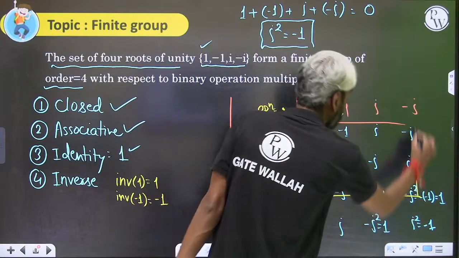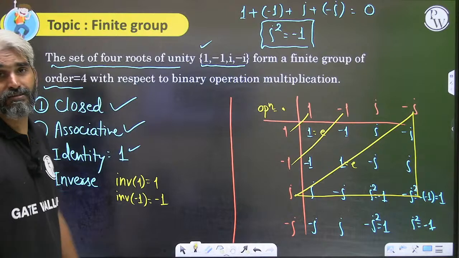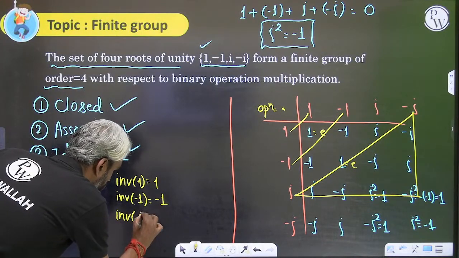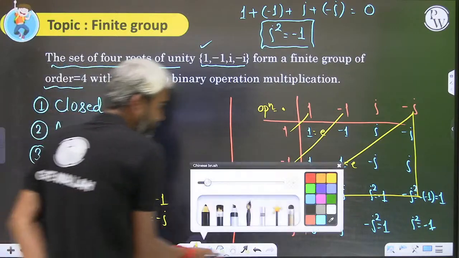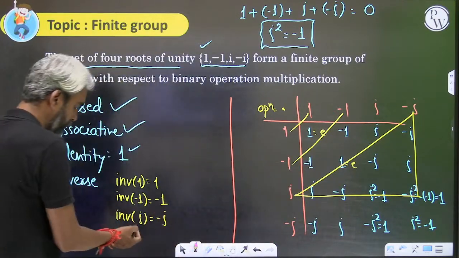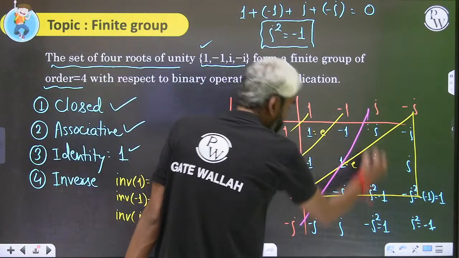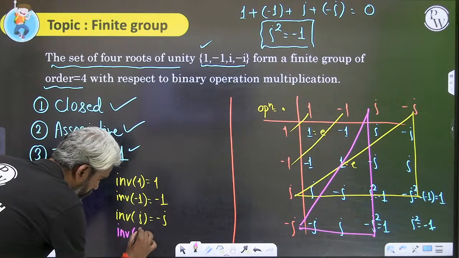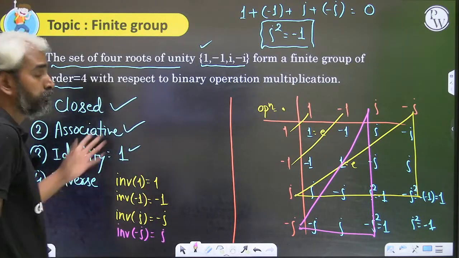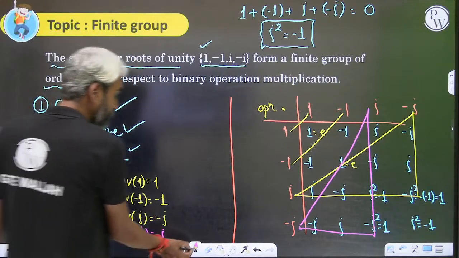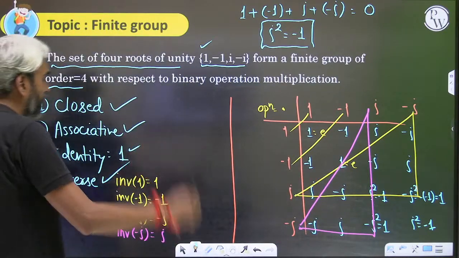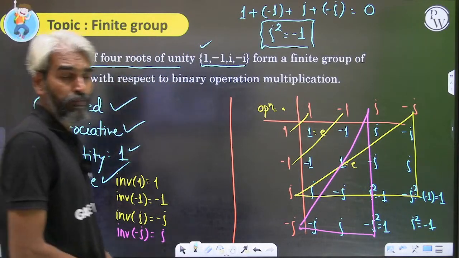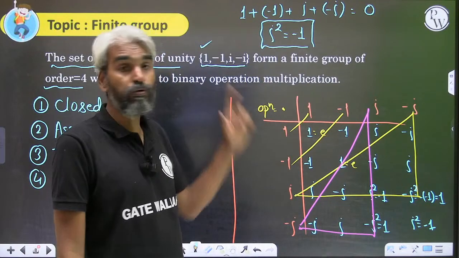Here iota and minus iota produce the identity element, therefore inverse of iota is minus iota. Similarly, by the complementation rule, inverse of minus iota will be iota. So inverse is present for every element of the set within the set itself. Therefore, the inverse property is also satisfied. Therefore, it is also a group, or I would say a finite group of order 4 with respect to multiplication.